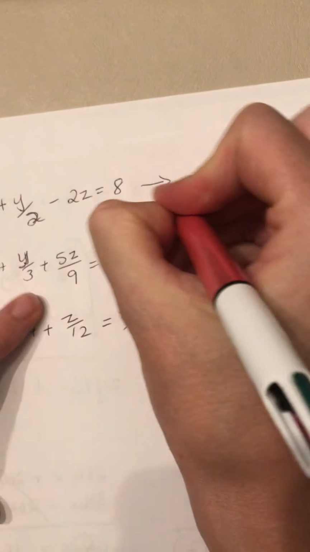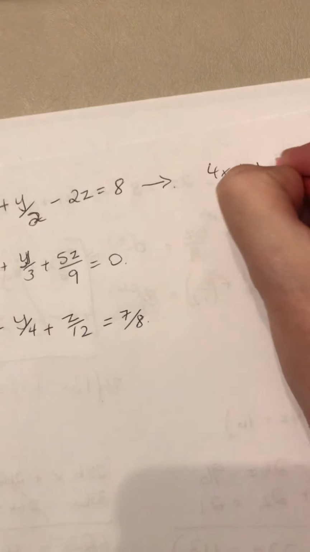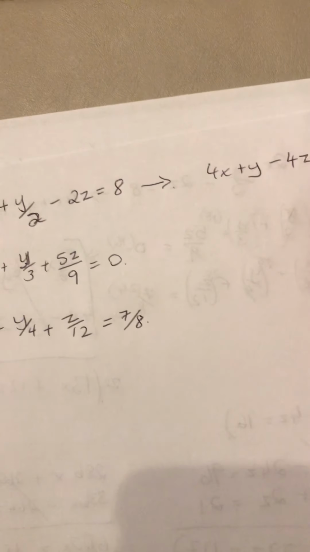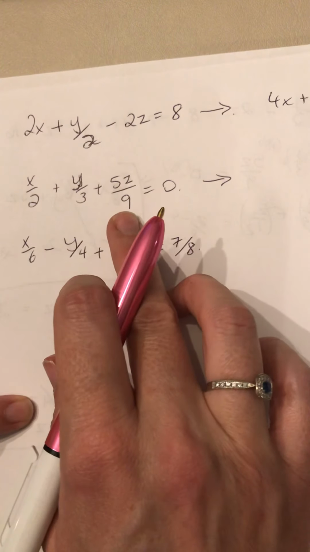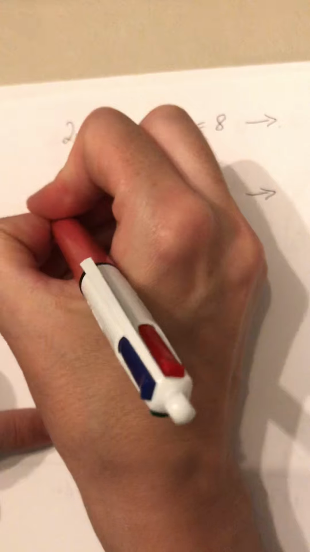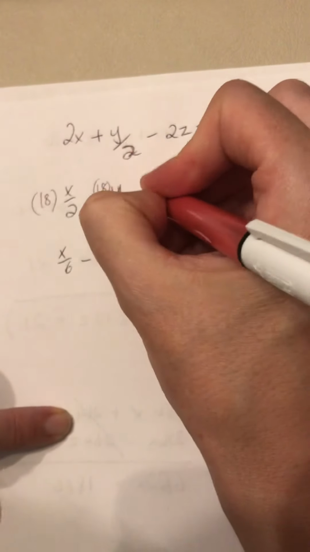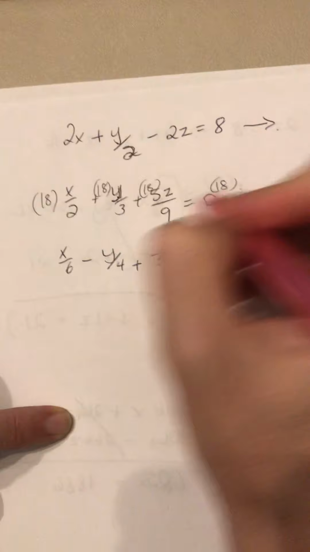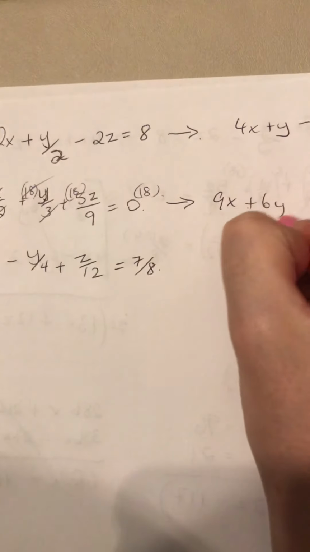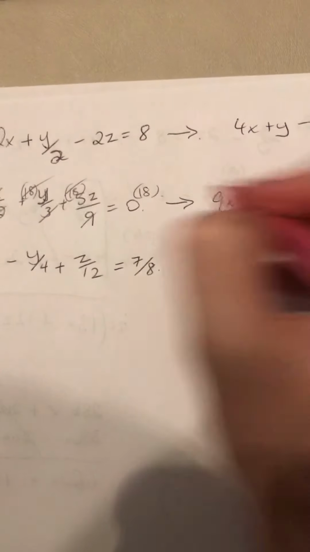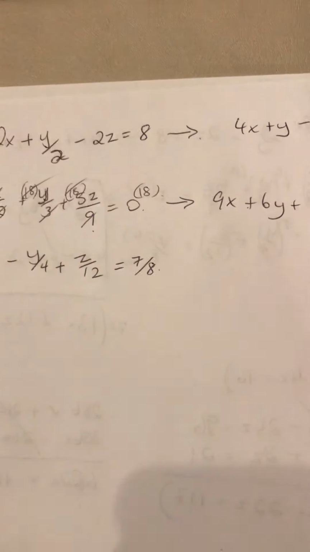When I do that, I end up with 4x plus y minus 4z is equal to 16. This line, I'm going to multiply by 18. If I multiply each one of these things by 18, then I end up with 9x plus 6y plus 10z, because 9 goes into 18 twice, 2 times 5z is 10z, is equal to 0. So there's my second one.